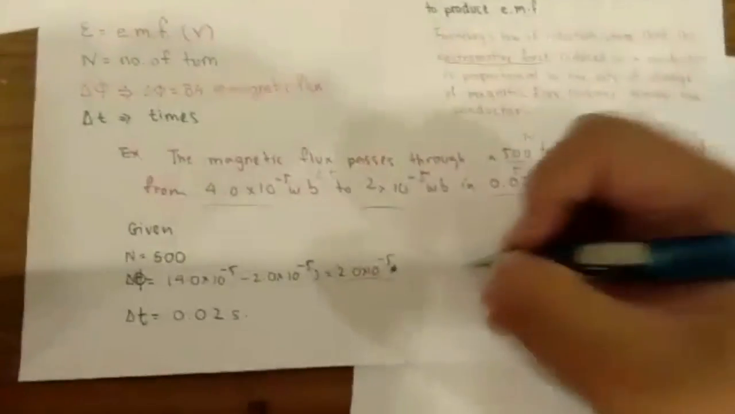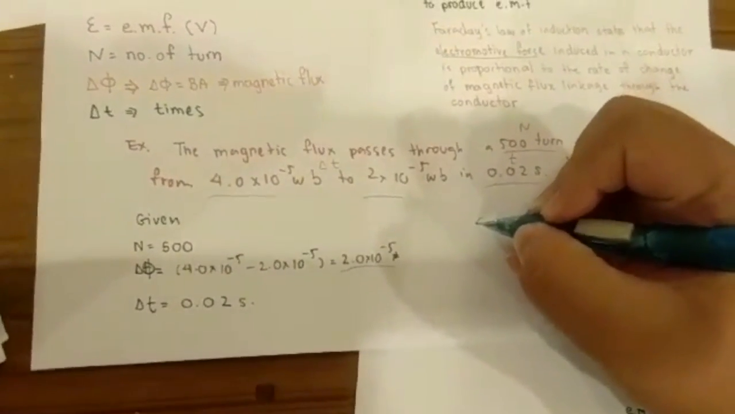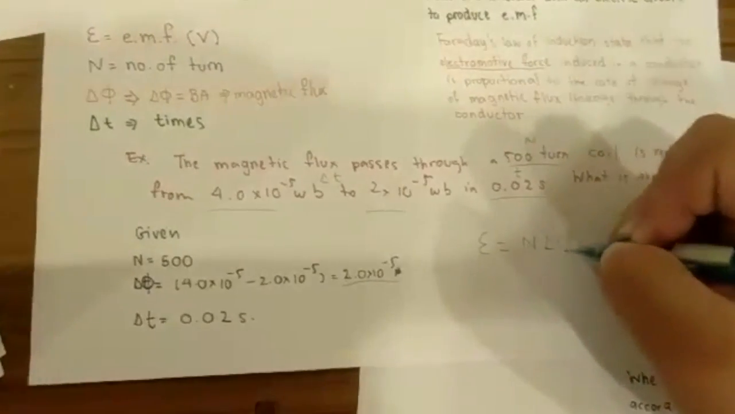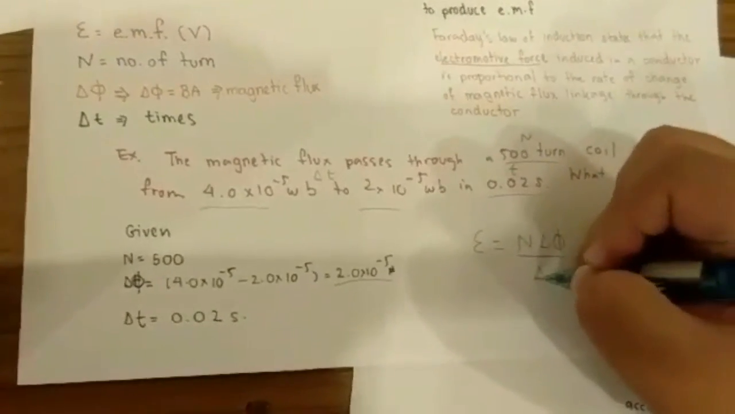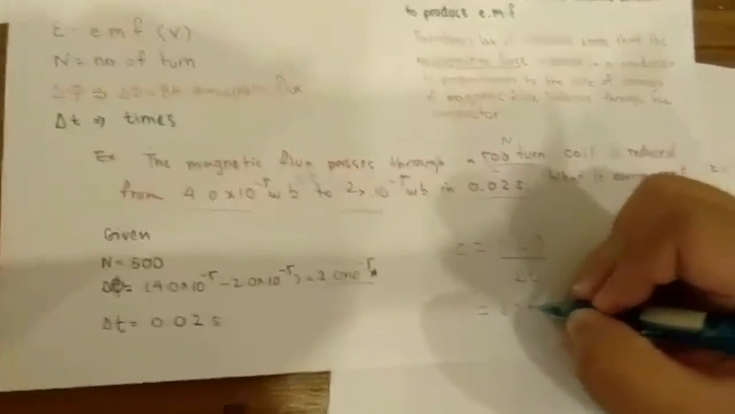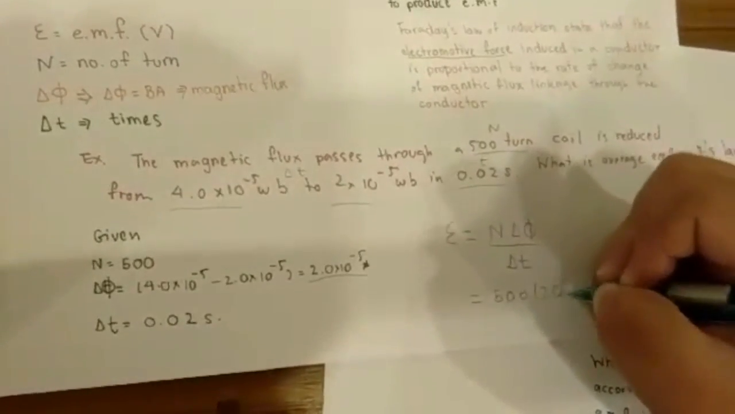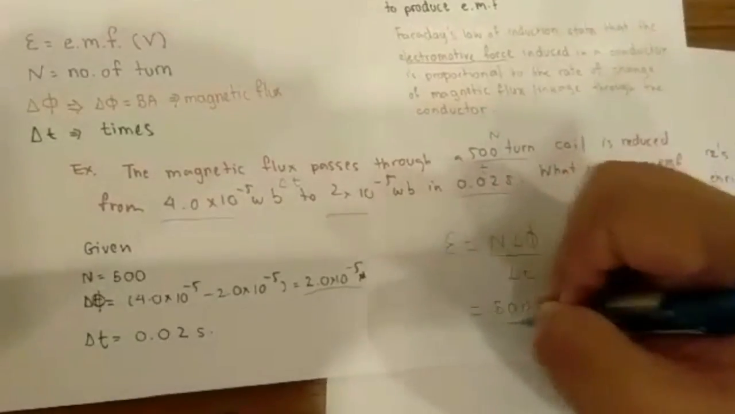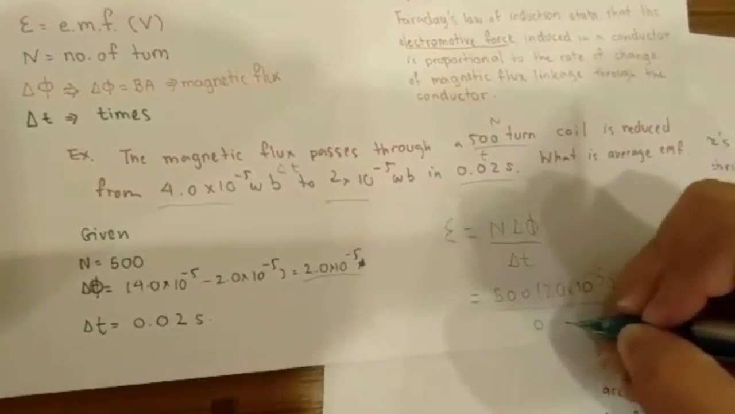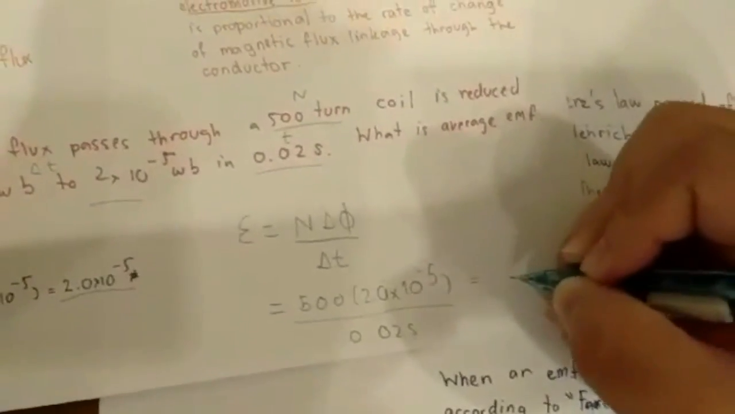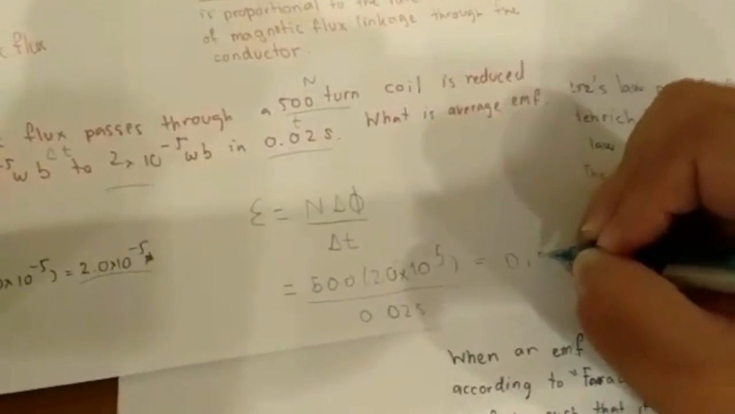So next we put the formula in and substitute the numbers. 500 turns times 2 times 10 to the power of minus 5 over 0.02 seconds, which I already calculated, is equal to 0.5.